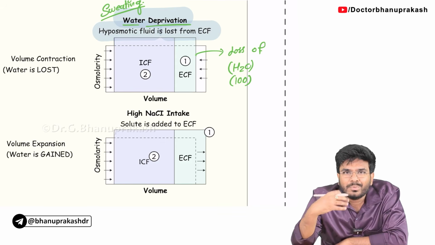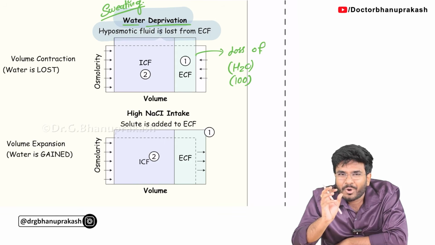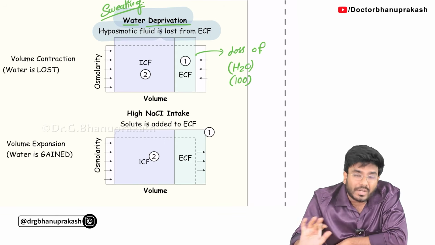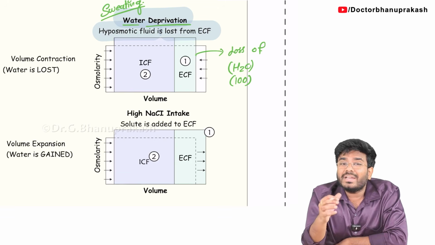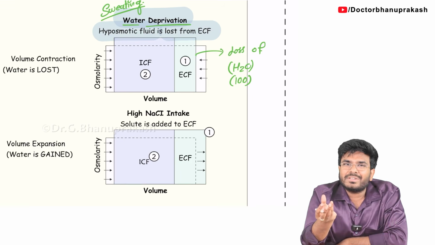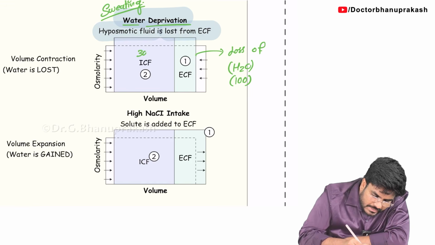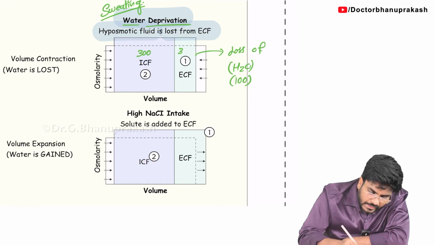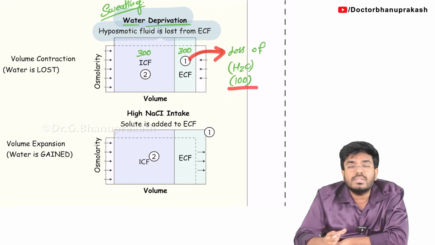When you are losing the pure water, what will happen to your plasma? Your plasma is getting concentrated, because you are removing more and more water molecules, and that too hypotonic fluid. So your plasma will start to get concentrated with more ions. What will happen to the osmolarity? In the beginning, the osmolarity is 300.